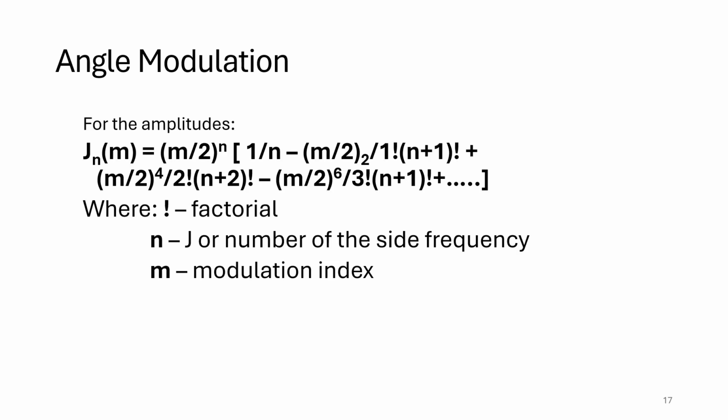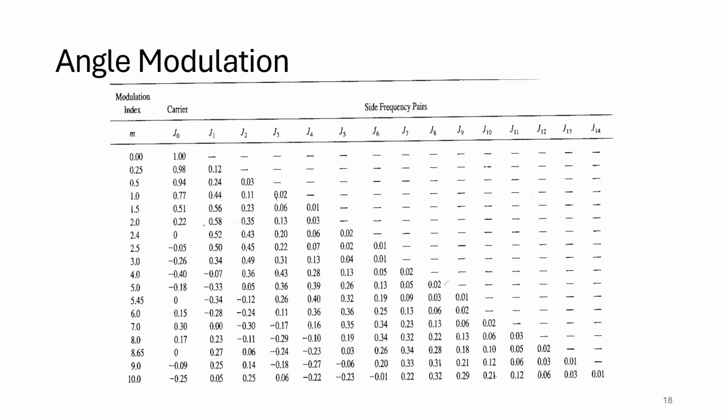So for the amplitude of the side frequency, it was derived using the factorial, wherein n or J is the number of side frequencies produced, and M is equivalent to the modulation index. This might look so scary, but it was already derived and put on a table. I think I have skipped this part.